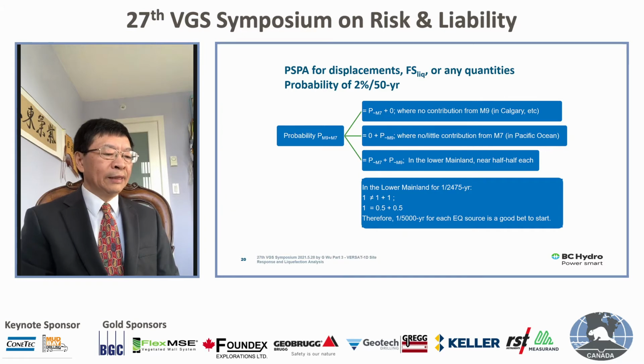The second scenario, which is the middle, is where you are very close to the Cascadia subduction zone, such as somewhere outside of Vancouver Island, where the subduction is actually dominating. So the contribution from M7 is 0. In that event, you have the combined one equal to the PM9.